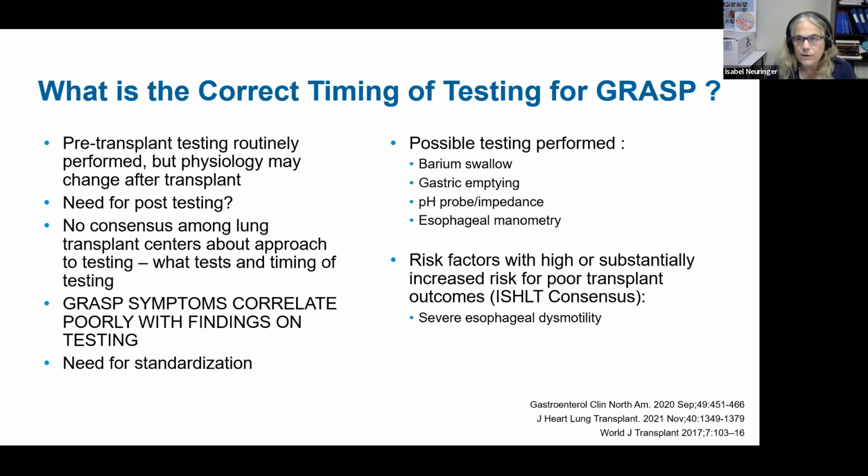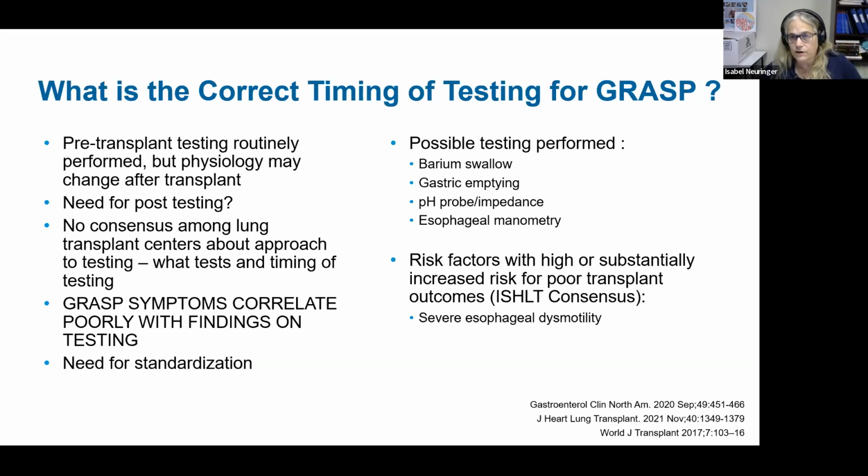A recurrent theme throughout this workshop has also been that GRASP symptoms and/or symptoms of reflux correlate poorly with findings on testing, and we need to continue to keep this in mind. Overall, we need a better standardization of our testing protocols and procedures and indication for testing.